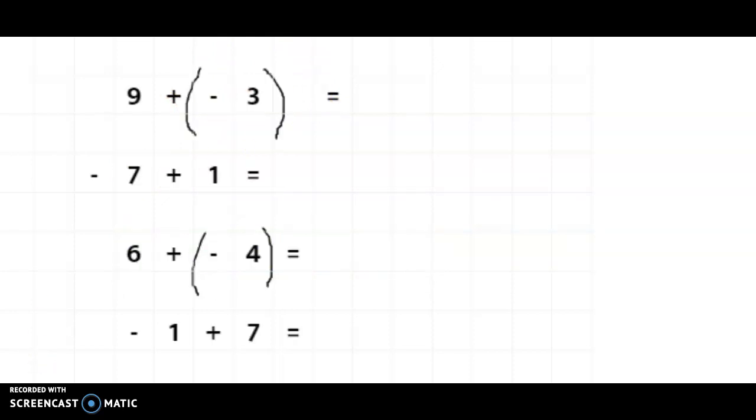Try these 4 examples out on your own using the same signs add and keep or different signs subtract rule. The answers will come up in just a second, so pause it, solve them out, and then check your work. Okay, how'd you do? 9 plus negative 3 equals positive 6. Negative 7 plus 1 equals negative 6. 6 plus negative 4 equals 2, positive 2. And negative 1 plus 7 equals positive 6.